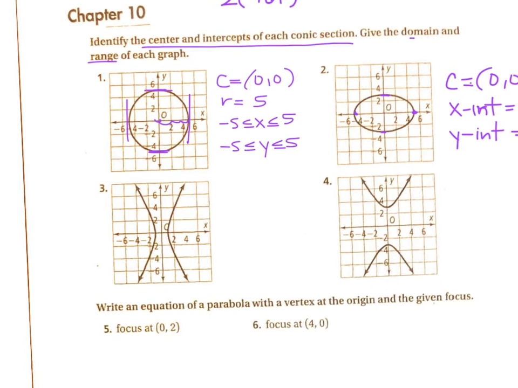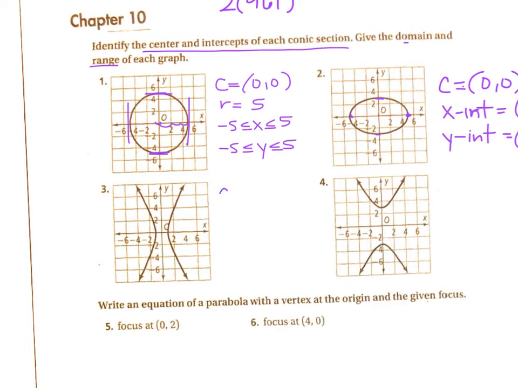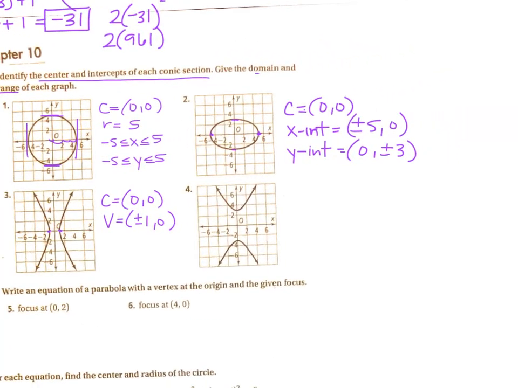For this one, again, your center is at 0, 0. And then we're going to say your vertices would be at -1 and 1, so plus or minus 1, 0. And we'll just leave it at that for that one. And then this one, your center is at 0, 0. Your vertices here are at 0, 3 and 0, -3, so 0 plus or minus 3, and we'll leave it at that for that one.